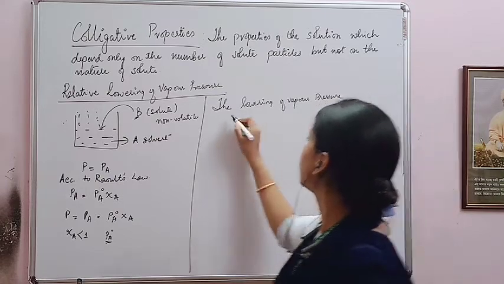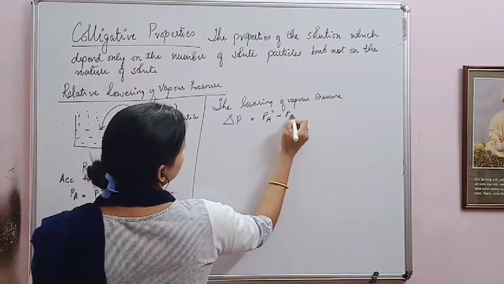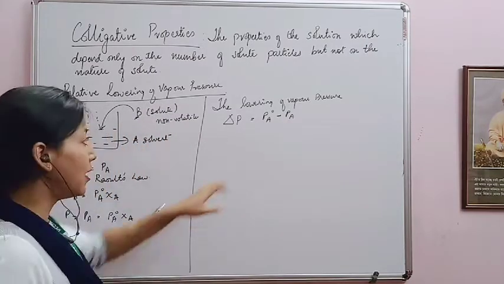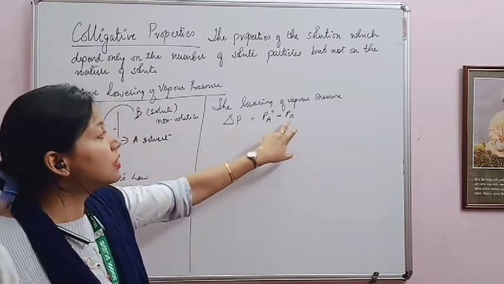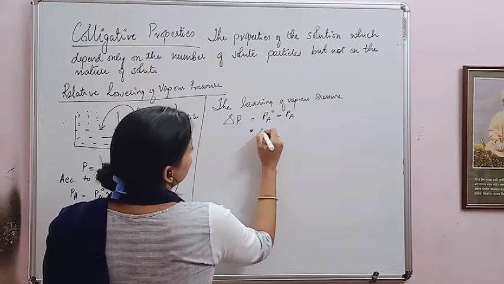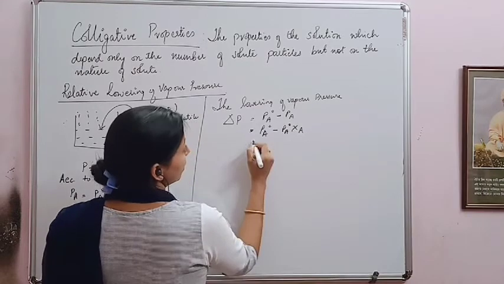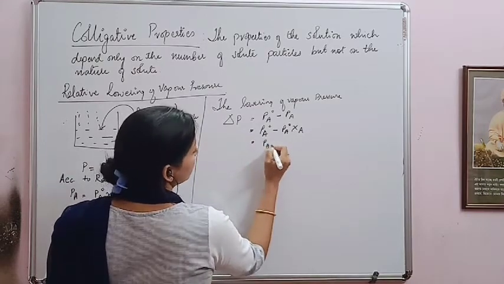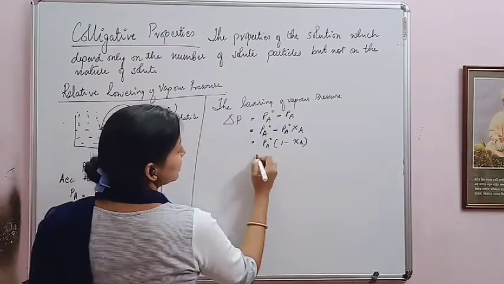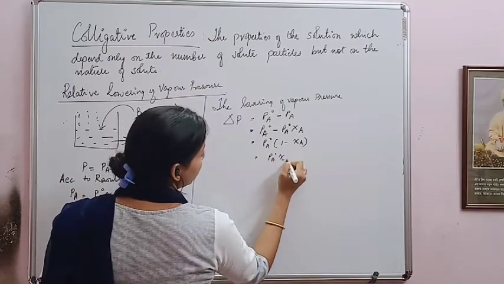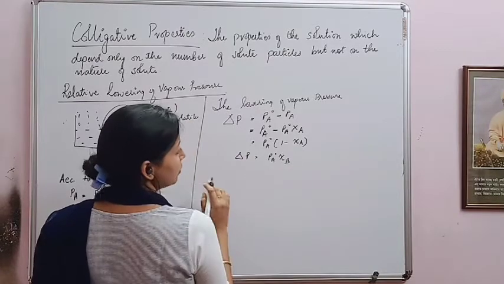So, if this happens, the lowering of vapor pressure, delta P, will be the vapor pressure of the pure component minus the vapor pressure of the solution. That is PA, the solvent. Okay, so delta P is equal to PA naught minus PA. We know that PA is equal to PA naught chi A. Let's take PA naught common. So we get PA naught (1 minus chi A). You all know that 1 minus chi A can be written as chi B. Yeah? So we have delta P is equal to PA naught into chi B.